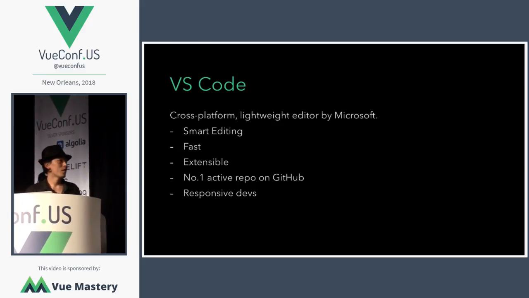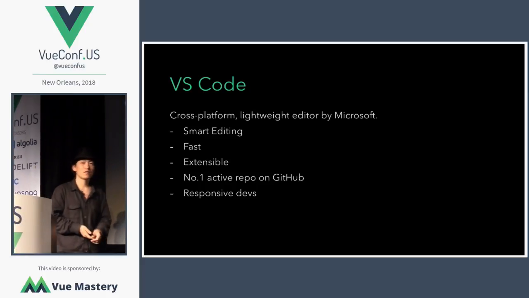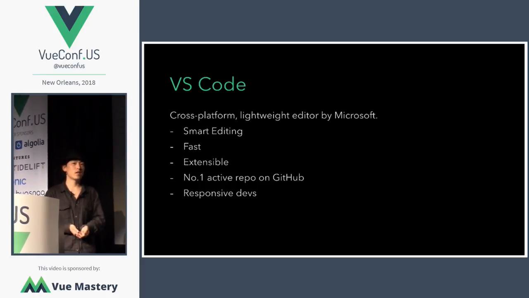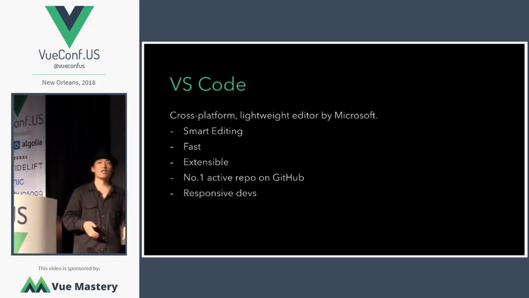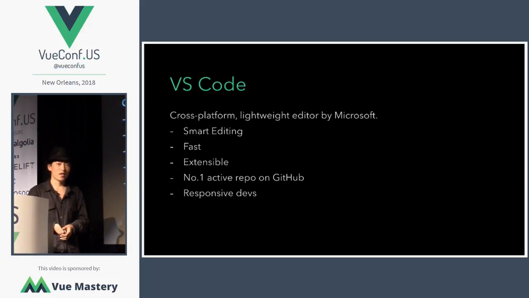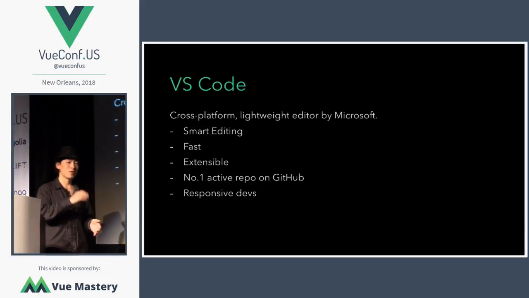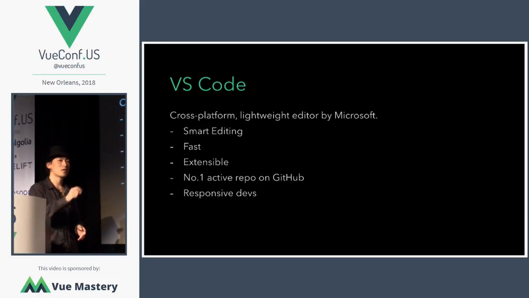A little bit about VS Code: it is a cross-platform lightweight editor by Microsoft. It has a lot of smart editing features, such as debugging. It shows you IntelliSense, which is not just random word-based suggestions. It's not like you type A and you get apple and avocado and everything. When you type a dot, you get exactly what's exported out of the previous object.